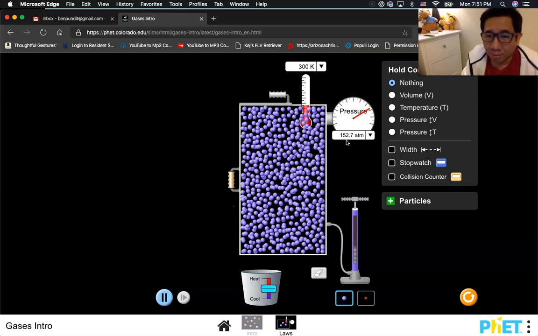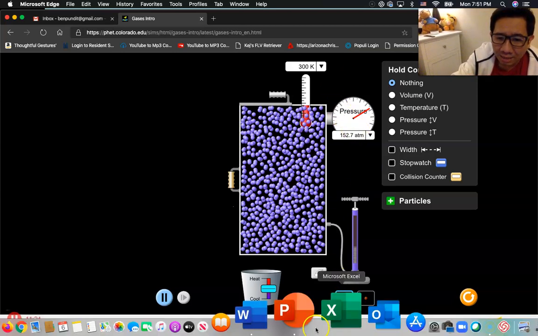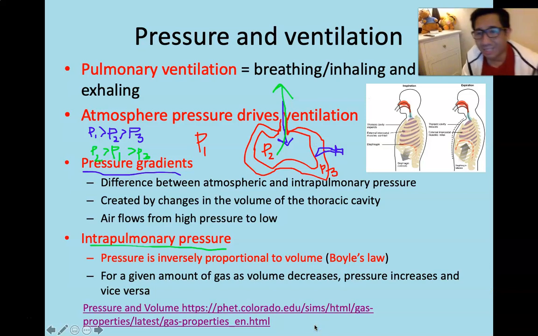So keep that in mind. This is a huge concept to memorize. You're going to see this concept in your exam, guaranteed. Boyle's law states that if your lungs expand and the volume goes up, your pressure goes down. If the volume goes down, the pressure goes up, inside your lungs. So keep that in mind.